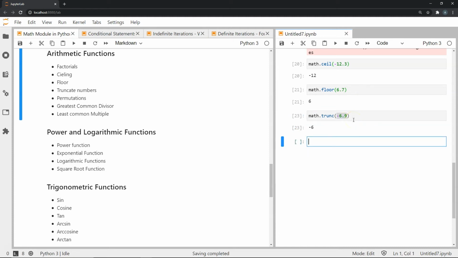Now let's look at the next set of arithmetic functions. Let's move on to permutations. Permutations are defined using this, as you know.